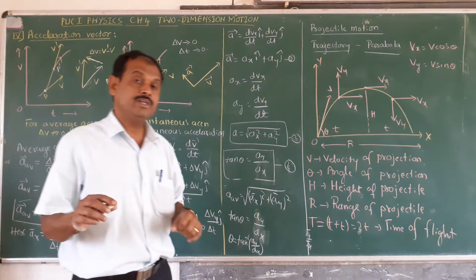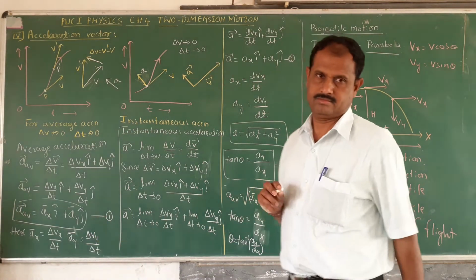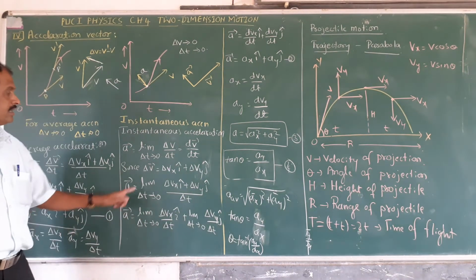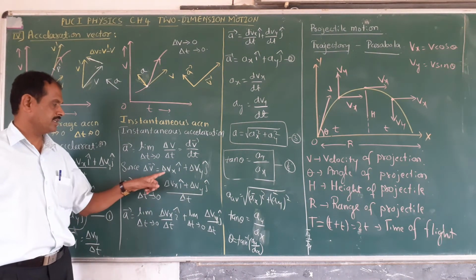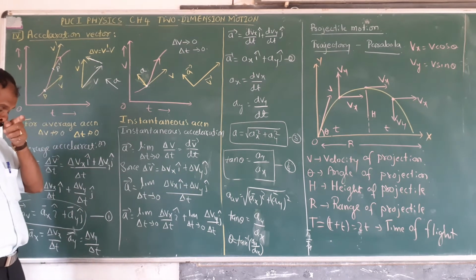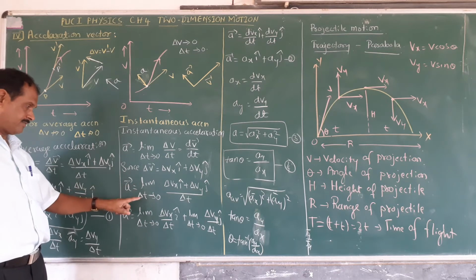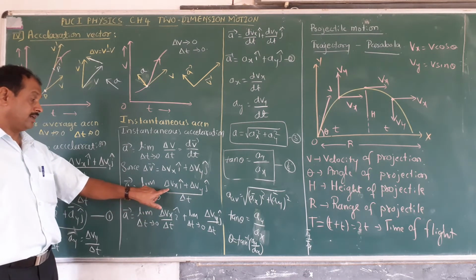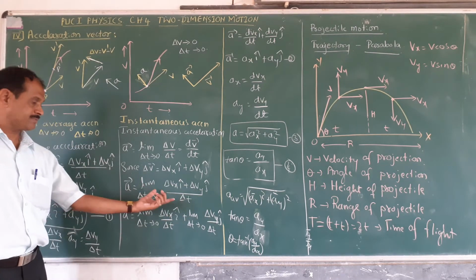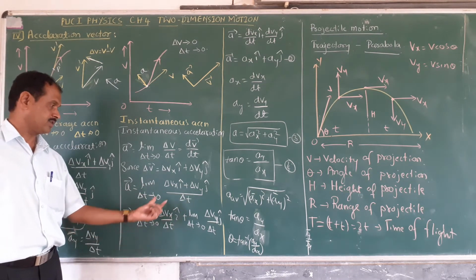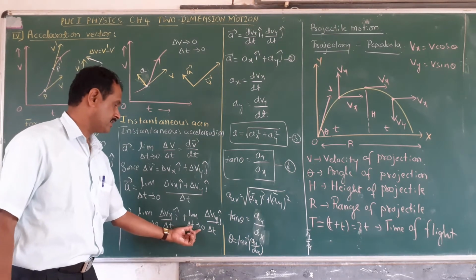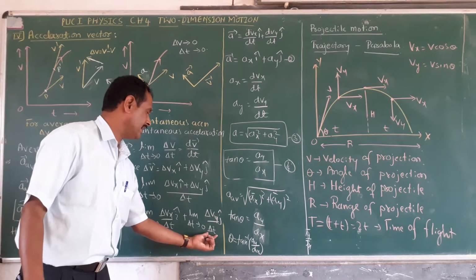Instantaneous velocity is v equal to dr by dt. Instantaneous acceleration is dv by dt. Since delta v is equal to delta vx i cap plus delta vy j cap, a is equal to limit of delta t tends to 0 of (delta vx i cap plus delta vy j cap) divided by delta t. Now expand this: the limit of delta t tends to 0 of delta vx divided by delta t i cap plus the limit of delta t tends to 0 of delta vy by delta t j cap.